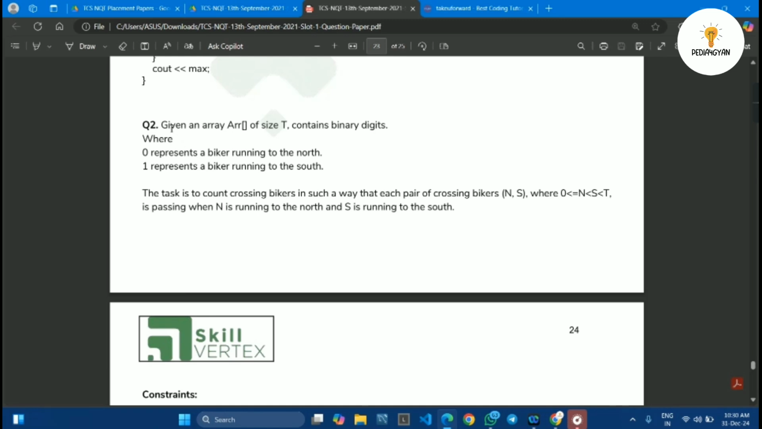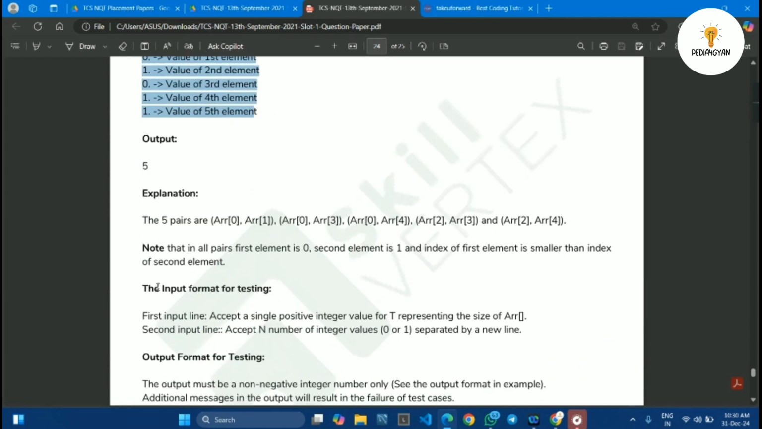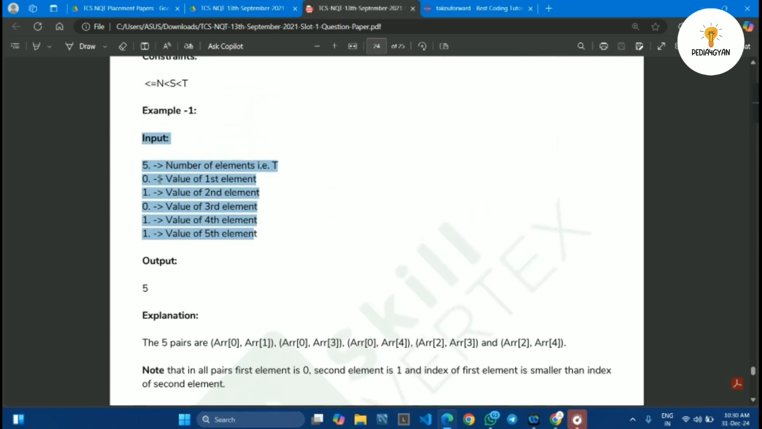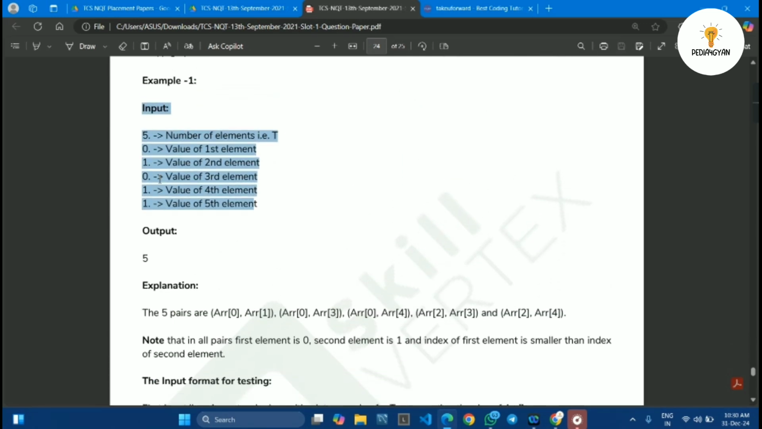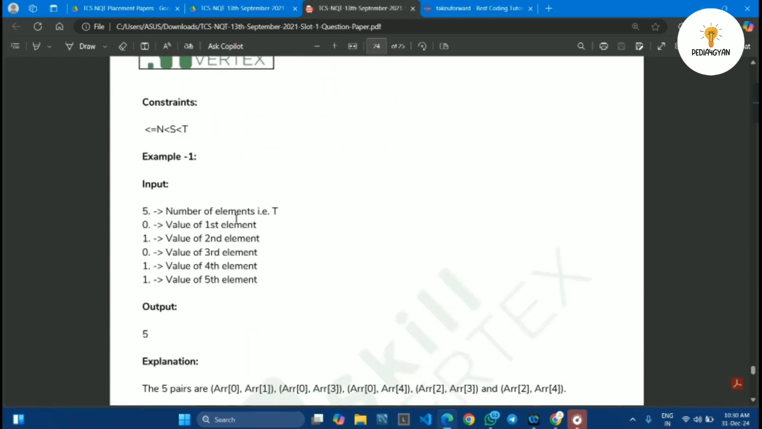Starting out, you can read the question. You may not understand what is happening whenever you attempt such a question and you are not getting the answer. So firstly simply look at the input, output, and the explanation of the question. I didn't understand the question, but after looking at the explanation I got it. We want to find the pairs of bikers running to the north and bikers running to the south. So we have to find such pairs.